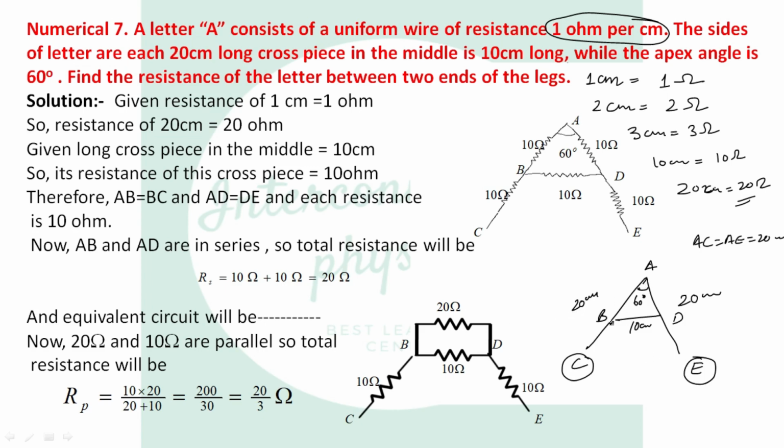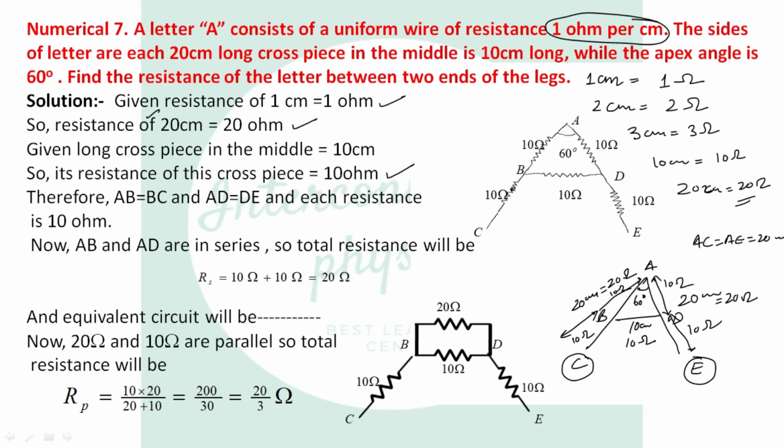Now this is 20 centimeter, that means resistance will be 20 ohm. If this is 10 centimeter, resistance will be 10 ohm. And in the middle, this piece is at the middle, that means here 10 centimeter will become 10 ohm, because we are given 1 ohm per centimeter. For every centimeter, 1 ohm resistance will be there. So given 1 centimeter equal to 1 ohm, 20 centimeter will be 20 ohm. The long cross piece in the middle is 10 centimeter, so its resistance will be 10 ohm.